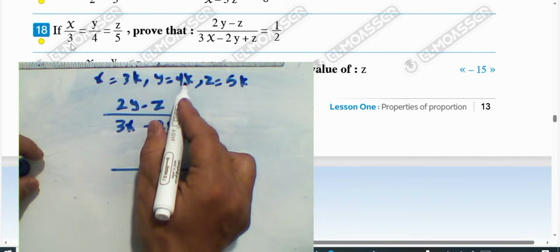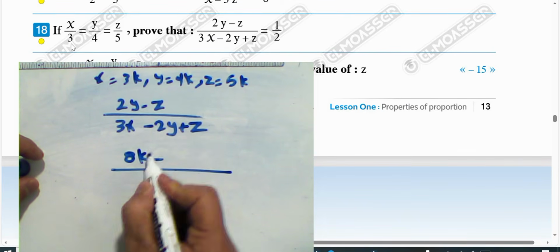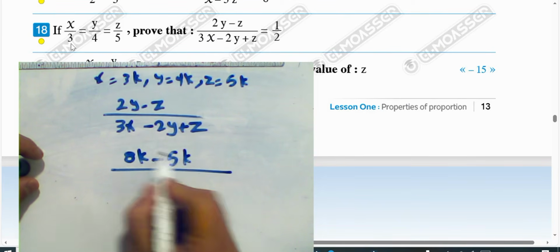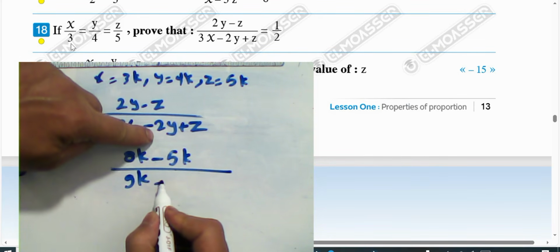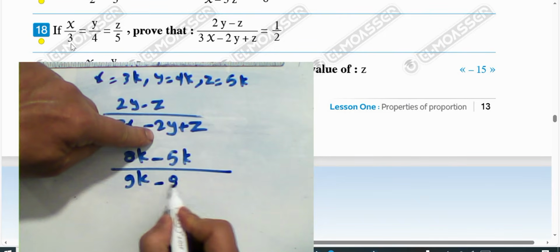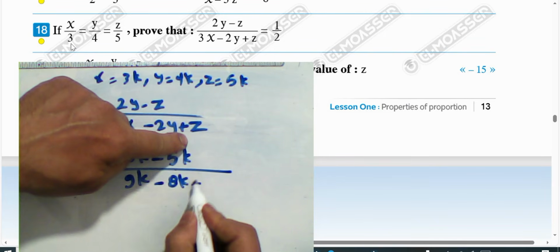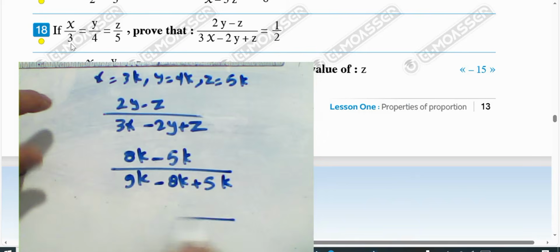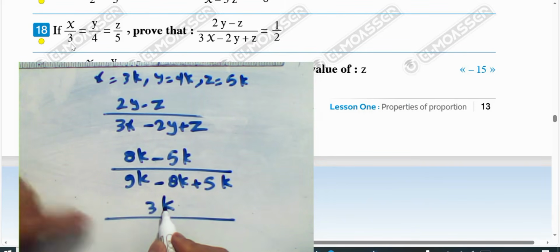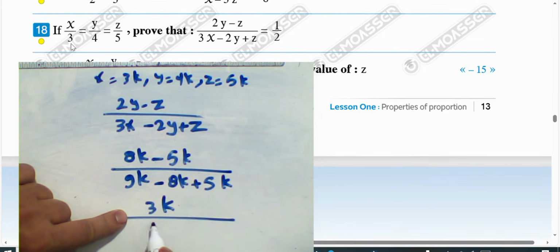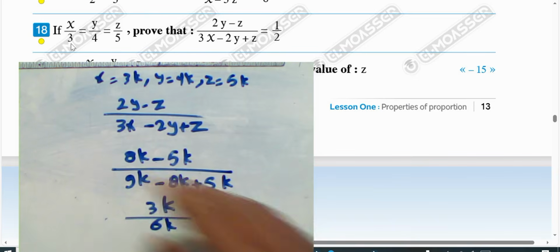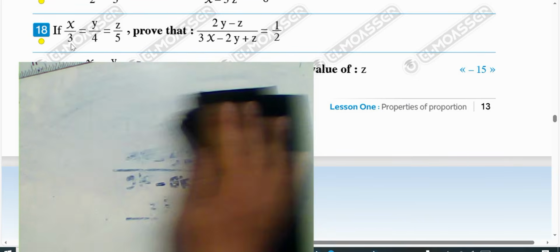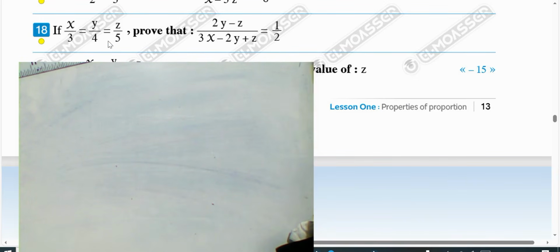2 times y, 2 times 4 equals 8, 8k, subtract z, 5k. In the denominator, 3 times x, 3 times 3 equals 9, and negative 2 times y, 2 times 4 equals 8, plus z, plus 5k. 8 minus 5 is 3, then we have 3k. 9 minus 8 is 1, 1 plus 5 is 6. You can simplify, and the result will be half. We prove that the value will be half by dividing the common factor in the numerator and denominator to simplify it.